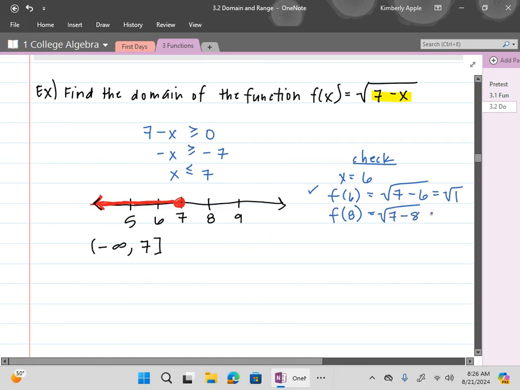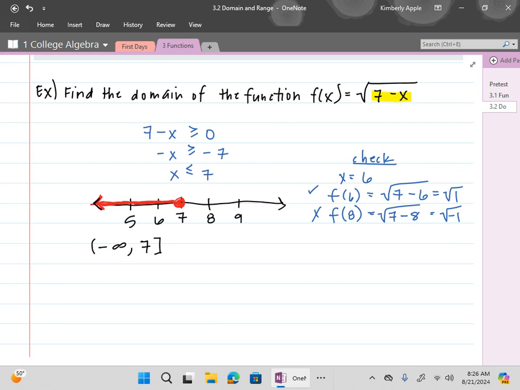7 minus 8, that's going to give me the square root of negative 1. That doesn't work. That's not allowed in the real numbers, right? We can go into the imaginary numbers, but when we're working these problems, we are under the assumption that we have to stay in the real number system, no imaginaries or anything like that, okay?